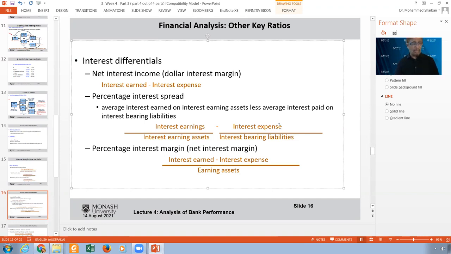Interest expenses, the same thing, how we are doing with our liabilities. So we want to measure the interest expenses based on how much we pay to depositors or how much we pay to the bondholders if we are issuing bonds. And then we have to look at the percentage of interest margin. So interest margin is interest earned minus interest expenses over the earning assets. So we also have three measures for interest, and we want all of these ratios to be high.